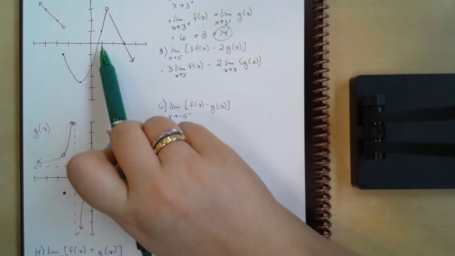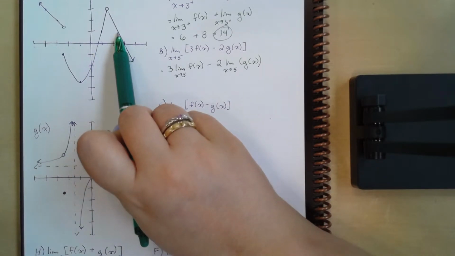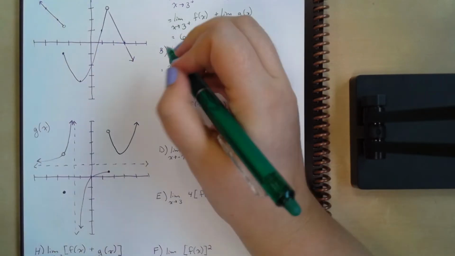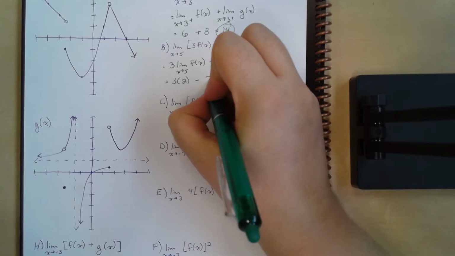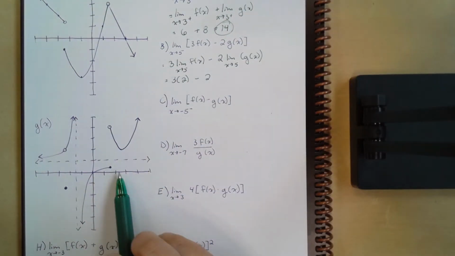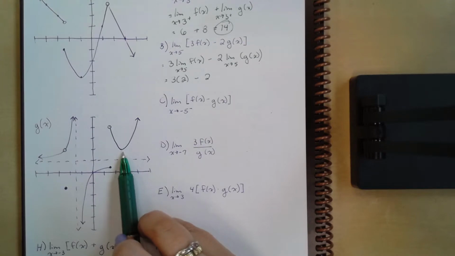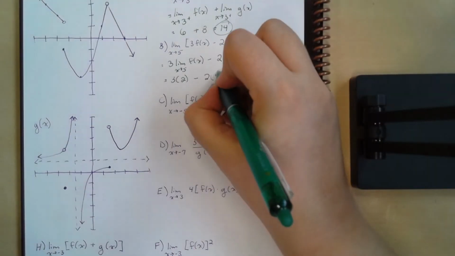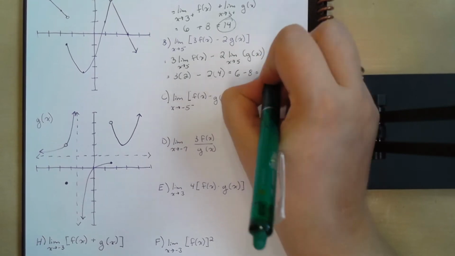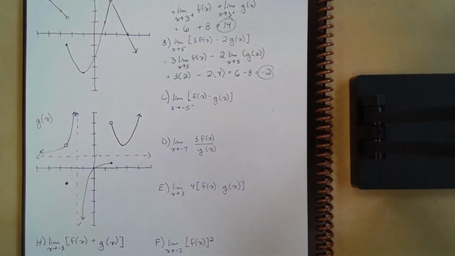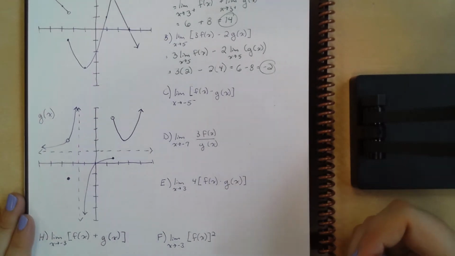So 3 times the limit of f of x as x approaches 5. So I've got 5, 2, 4, 6. So 5 is about here. Looks like we're about at 2. So this is going to be 3 times 2 minus 2 times my g of x at 5, 2, 4, 5, about 4. So 2 times 4. So that's going to give me 6 minus 8, which is negative 2. All right, let's go down here and see if there's any others that are a little more complicated.